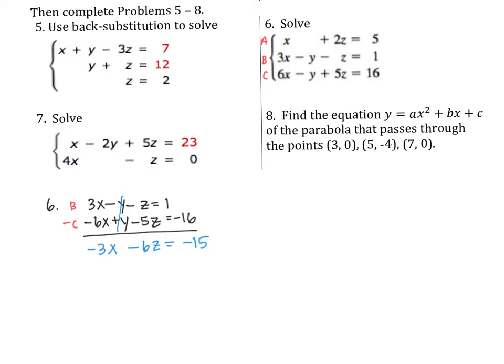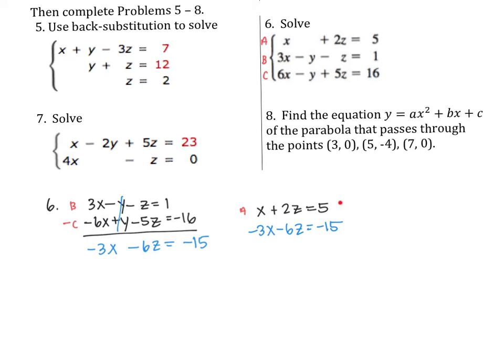Okay, now I can go ahead and use this new equation I got here with the first equation to solve for x and z. So let me copy equation A down. x plus 2z equals 5. And then what's this one? -3x minus 6z equals -15. You can solve however you like.